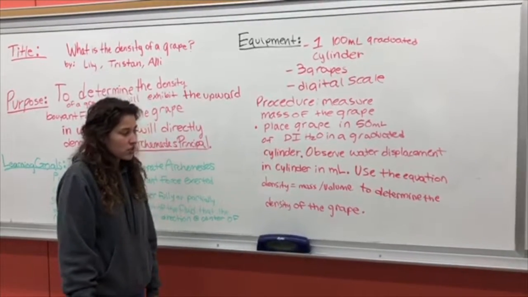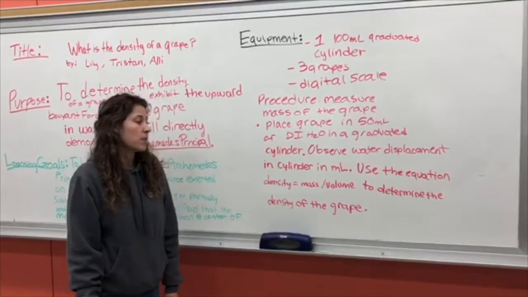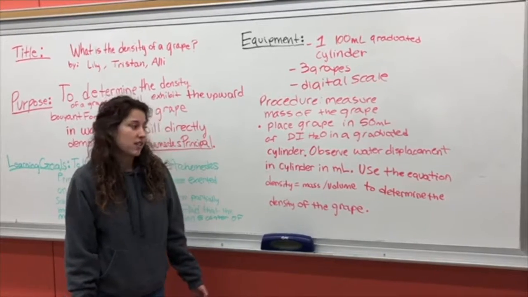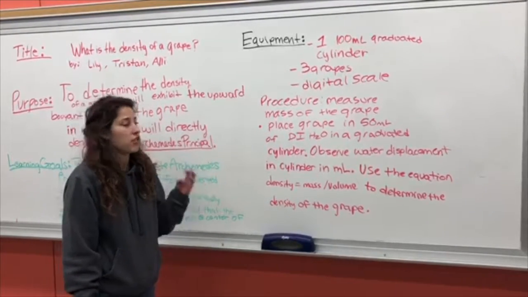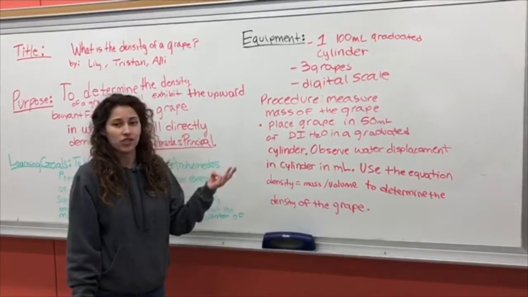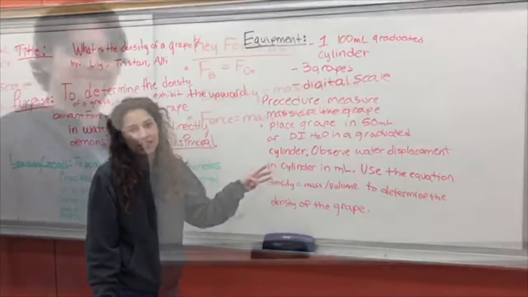And then using the equation density is equal to mass over volume, we will be able to determine the density of the grape. And this will be done 3 times in order to get an average density. So we will have 3 trials.